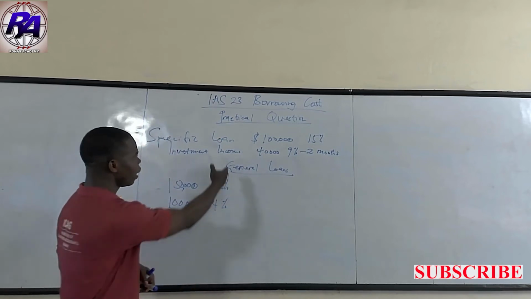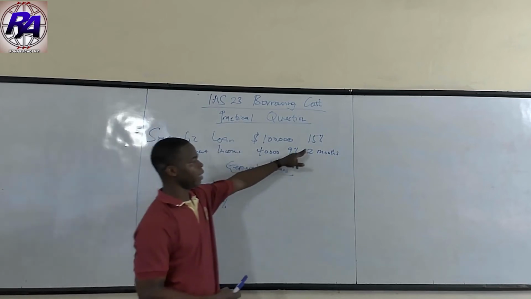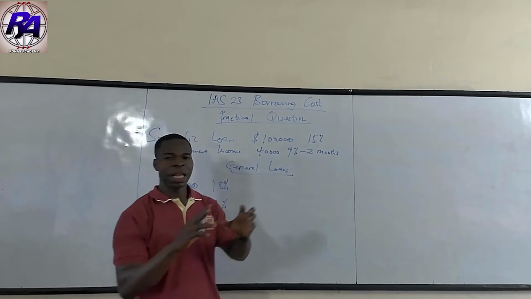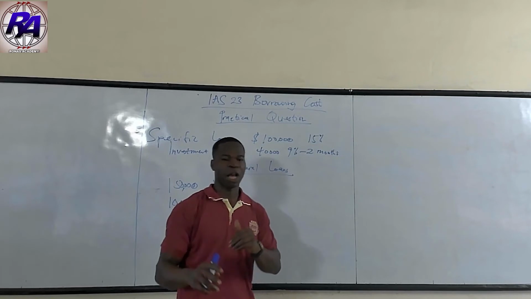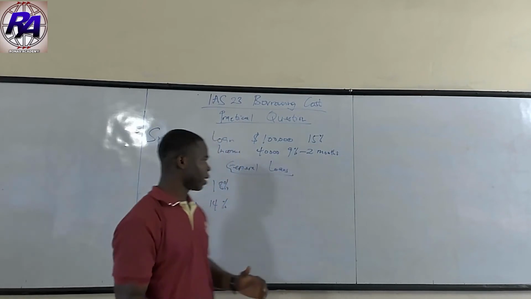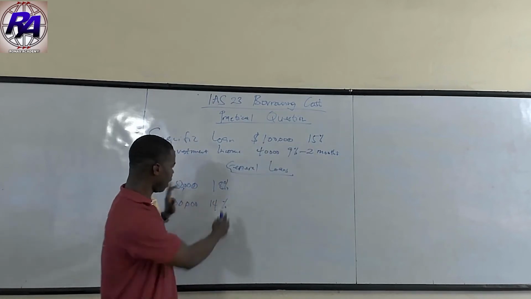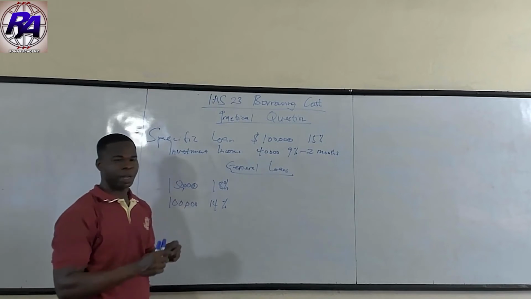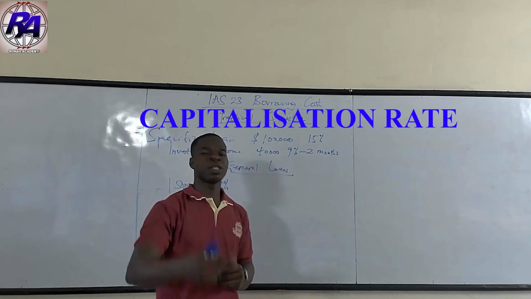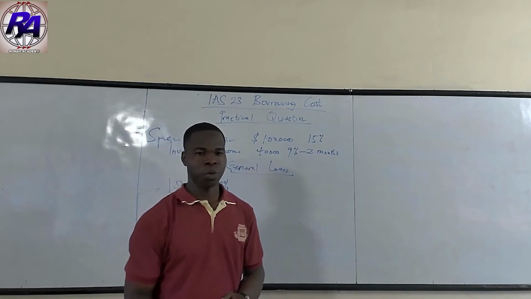When we are dealing with specific loans, the percentage to use will be the percentage attaching to the loan. We don't have any complications when the loan is specifically taken to finance the construction, acquisition, or production of a qualifying asset. So in this case, the 15% will be used on the specific loan. But when it comes to the general pool of loans, we have to establish a rate that we call the capitalization rate, and this will be used in computing the borrowing cost under the general pool of loans.